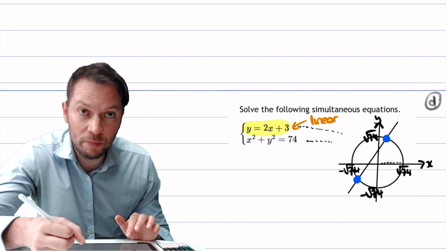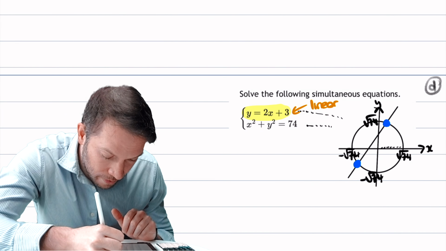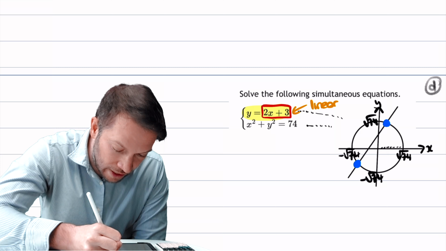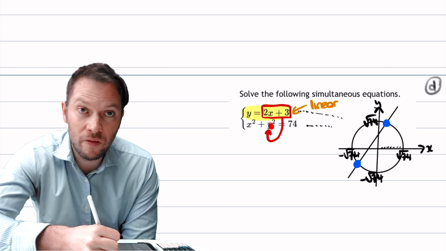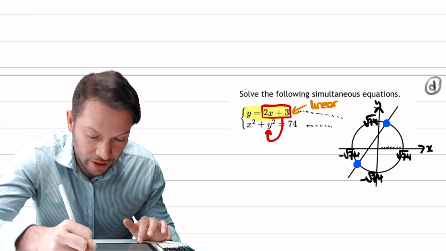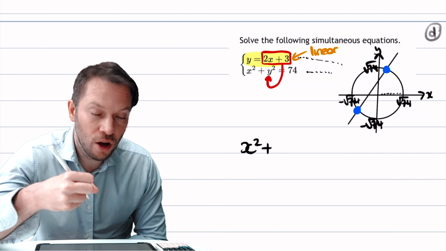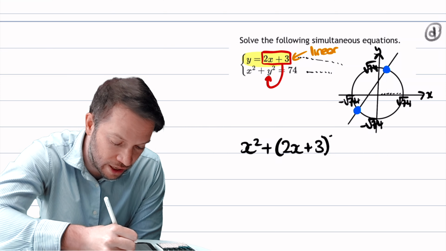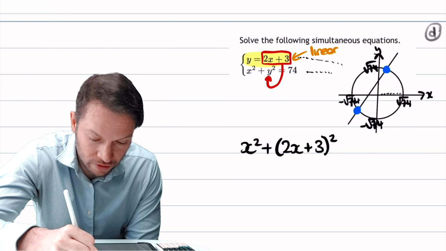And then remember that we substitute the linear equation into the nonlinear one. So this expression here of 2x plus 3, which y is, we basically substitute that into the other equation. So wherever we have y in the other equation, the non-linear one, we're going to replace it with 2x plus 3. So let's do that. So let's write out the second equation. We've got x squared plus y squared, but the y we said was 2x plus 3. We're going to substitute that in. And notice I've used a bracket because we want all of 2x plus 3 squared. And that is equal to 74, so let's write that.